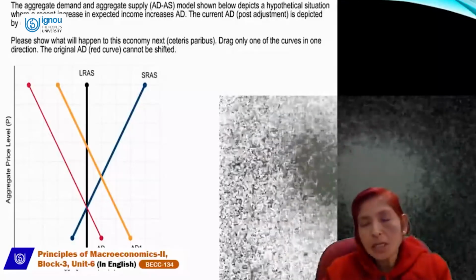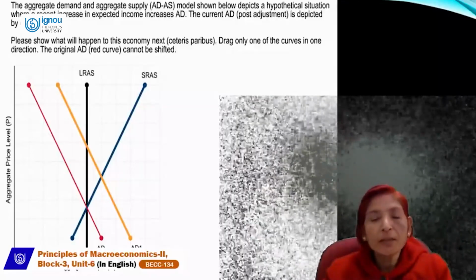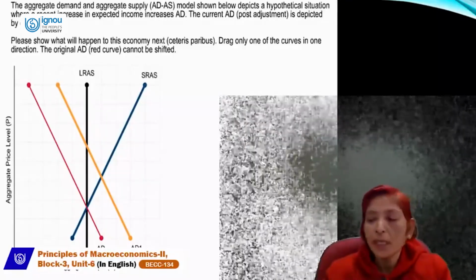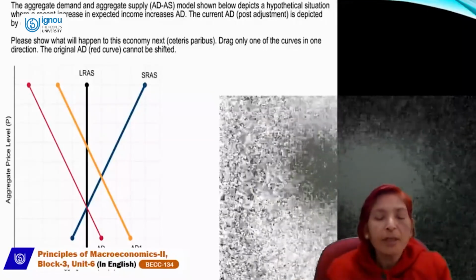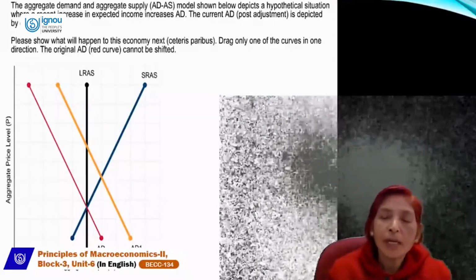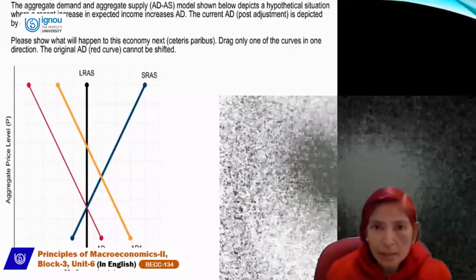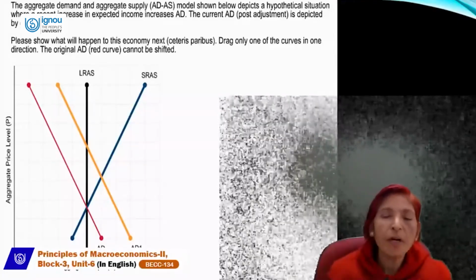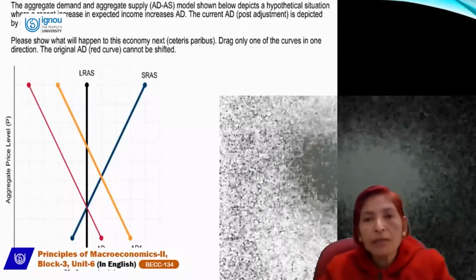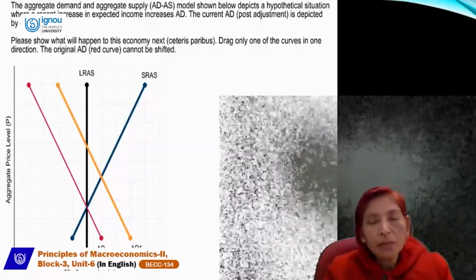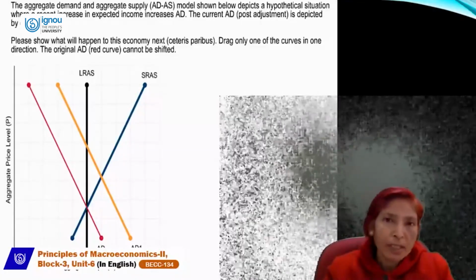If there is any change in the aggregate demand curve, then the demand curve will shift to the right hand side, and due to the shift to the right hand side, price will rise. If demand rises, price will rise. If demand falls, price will fall. So the aggregate demand curve can shift either to the right hand side or left hand side.